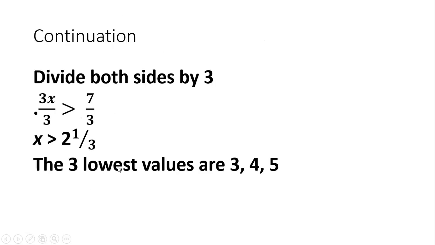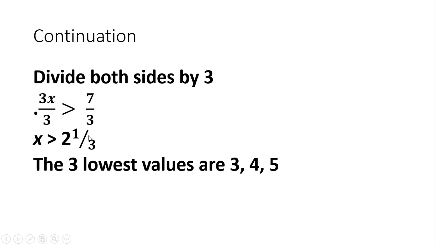So we have 7. And then we divide both sides by 3. Divide 3x by 3, then you divide 7 by 3. So 3x divided by 3 greater than 7 divided by 3. So 3 will cancel 3. You have x. x will now be what? 2 whole number 1 over 3.